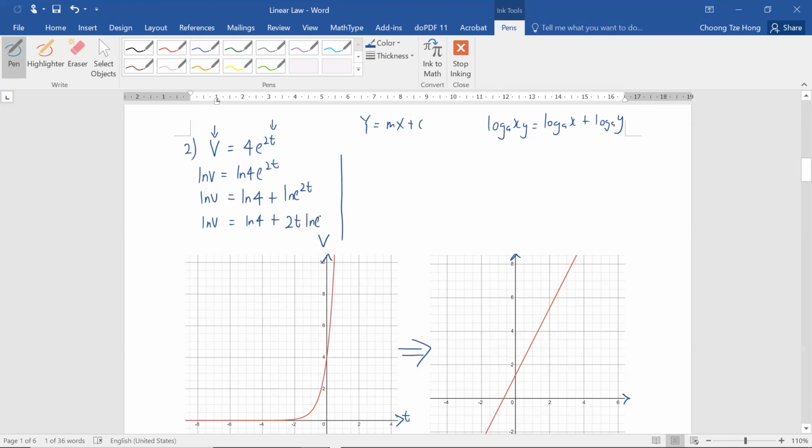And why did we use ln? Because ln e is 1, right? So you will have ln V equals ln 4 plus 2t. So ln V equals 2t plus ln 4.